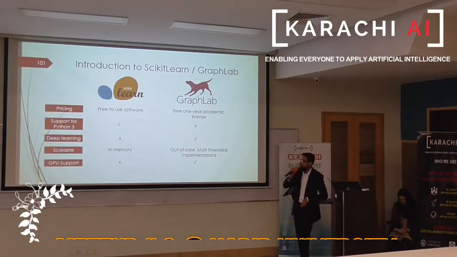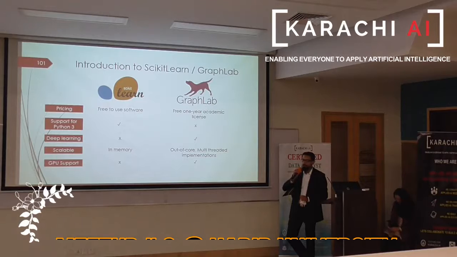If we look at the differences between the two, first in terms of pricing: scikit-learn is free. There are no hidden charges. With GraphLab, if you apply for an academic license, you get a 1-year license, and you can renew that as well. But given that it's a 1-year license, you never know, they might go on to commercialize this product. Python 2 support is there in both of them, but Python 3 support is just in scikit-learn.